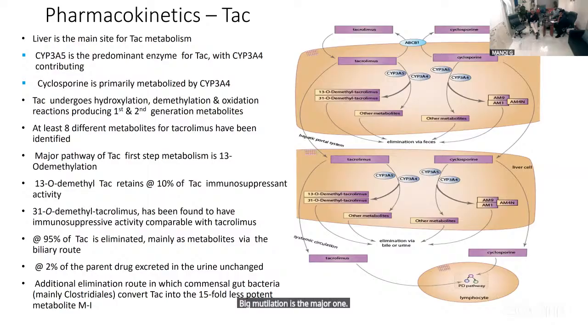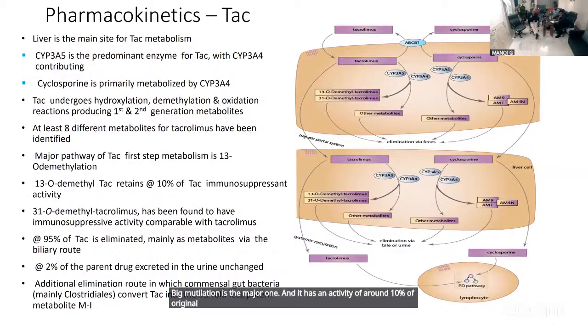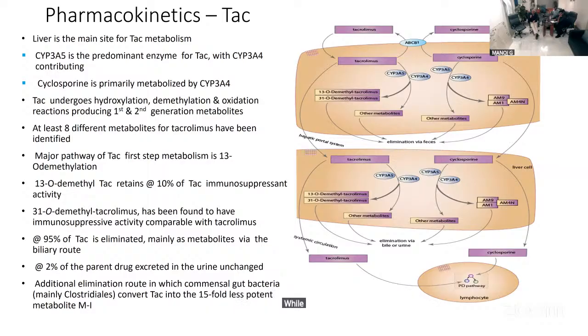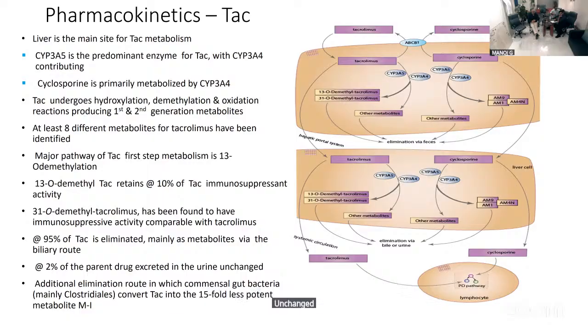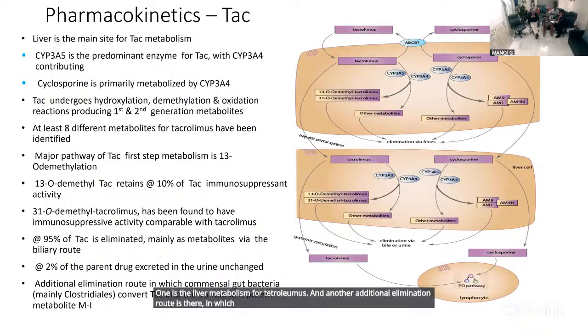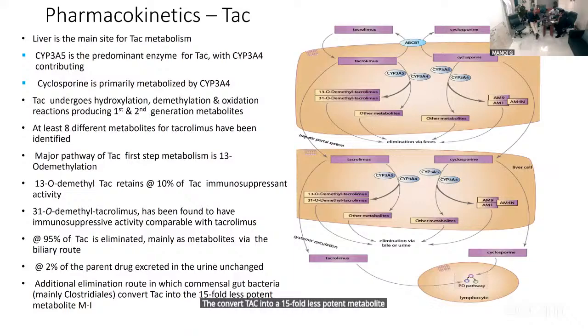It has an activity of around 10% of original tacrolimus, while 31-O demethyl tacrolimus has an immunosuppressive activity comparable with tacrolimus. 95% of the TAC is eliminated mainly as metabolites via the biliary route, while only 2% of the parent drug is excreted in the urine unchanged. So we have two mechanisms: one is the intestinal mechanism, one is the liver metabolism for tacrolimus. Another additional elimination route is there in which the commensal gut bacteria convert TAC into a 15-fold less potent metabolite M1.